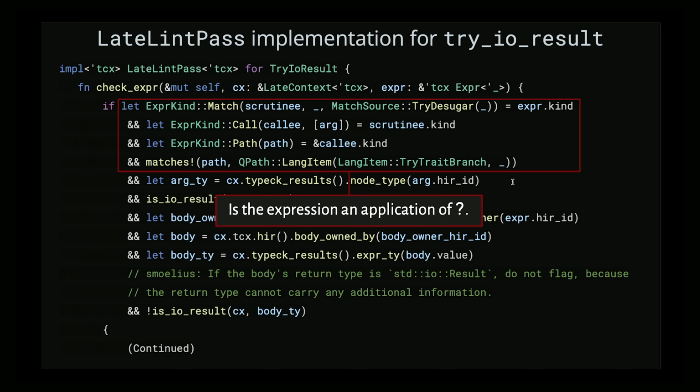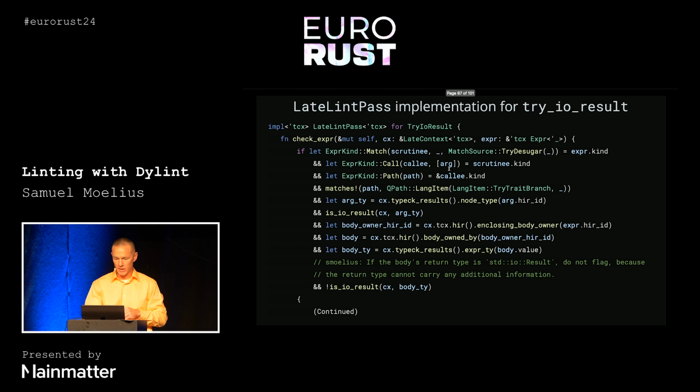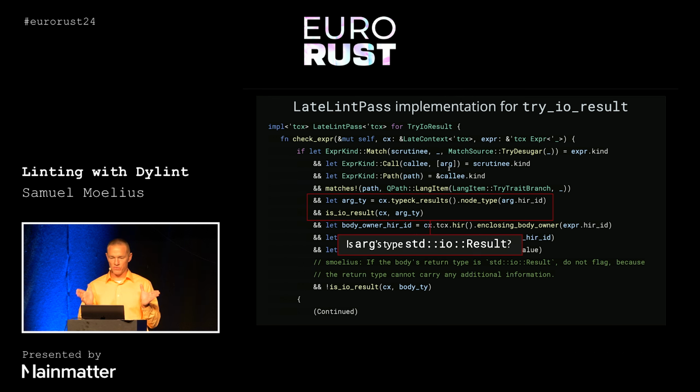So that is why, for example, you can see here we're checking the expr kind, and we're checking whether or not it is a match, and checking whether or not the match source is TryDesugar. And then you'll also notice, for example, on the 4th line, we're checking whether or not this path here is the lang item TryTraitBranch. So in other words, these 4 lines essentially say, is this expr an application of the question mark operator? And most notably, if those 4 lines pass, then this arg here is bound to the expression to which the question mark was applied.